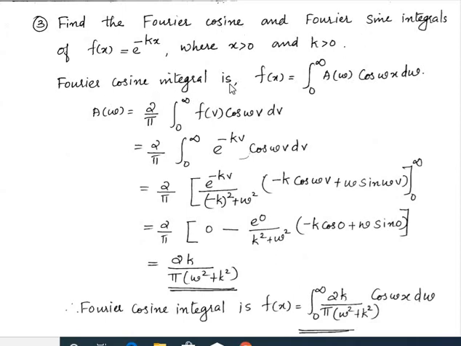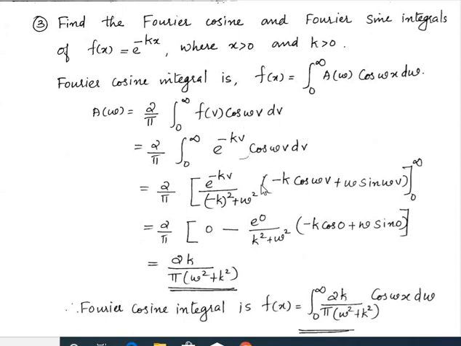So the Fourier cosine integral is given by f(x) equal to integral 0 to infinity A(omega) cos omega x d omega, where A(omega) is 2 by pi integral 0 to infinity f(v) cos omega v dv. And here the function is e raised to minus kx, so f(v) becomes e raised to minus kv, and given that x is greater than 0, the limits will be the same, that is from 0 to infinity e raised to minus kv cos omega v dv.